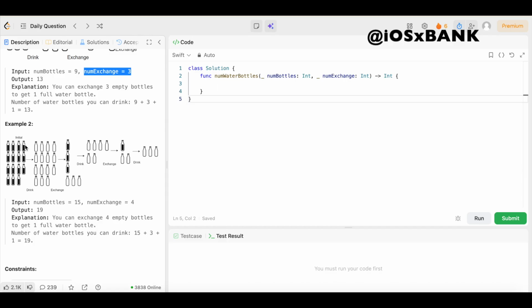So let's see. We have our initial 15. These are our initial 15 water bottles right here. We drink these 4, they become empty. We drink these 4, they become empty. We drink these 4, they become empty. And we drink these 3, they become empty.